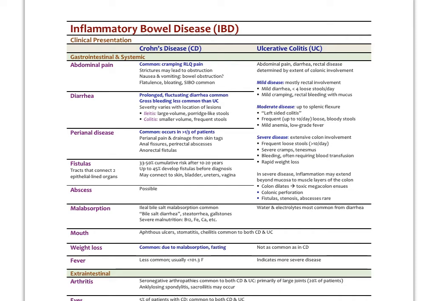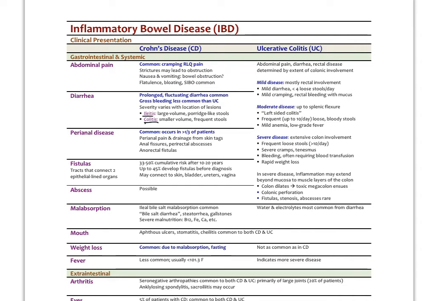Less gross bleeding than in ulcerative colitis, and the severity is going to vary depending on where the lesions are. So if they're in the ileum, that's called ileitis, we get these large volume porridge-like stools. In colitis, that's inflammation in the colon, smaller volume stools but more frequent. Perianal disease is going to occur in more than a third of patients. We get perianal pain and drainage from skin tags, anal fissures, perirectal abscesses, and anorectal fistulas.